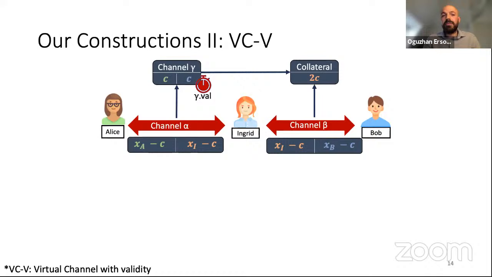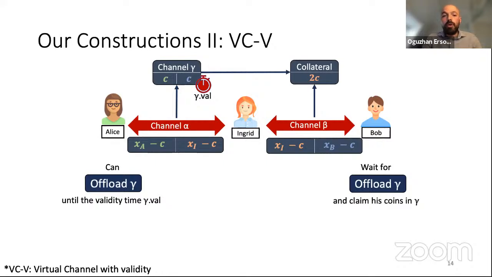And in this example, the virtual channel is funded by the channel of Alice and intermediary Ingrid. Because of that, Alice can always offload this virtual channel until the validity time. And Bob needs to wait for the offloading of this virtual channel to claim his coins from it, of course. But if this virtual channel is not offloaded until the validity time, then Bob can claim his coins using his ledger channel with Ingrid.